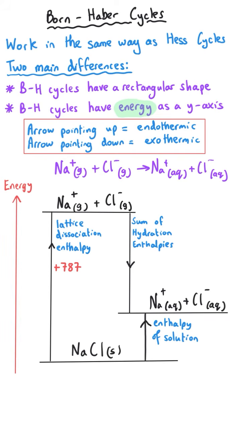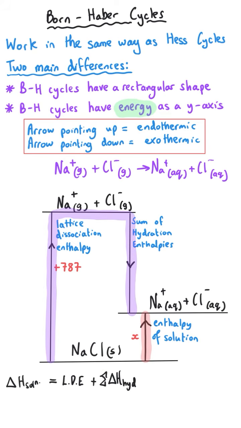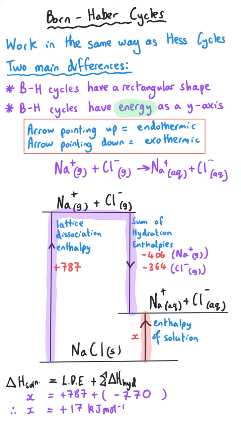Once we've got this cycle, we use it in the exact same way as using a Hess cycle, and so you can see we've got +787, and that then is added to −770 to give us our enthalpy change of +17, which is, of course, the exact same number we got from using the Hess cycle. And you can use this for any of the unknown values in a Born-Haber cycle. It doesn't always have to be the enthalpy of solution that you're calculating.